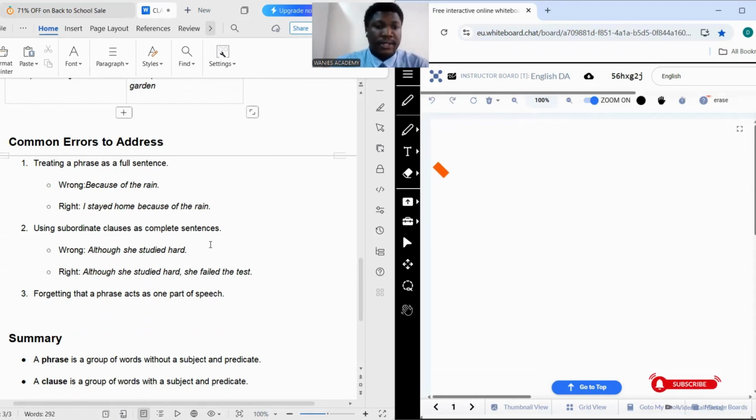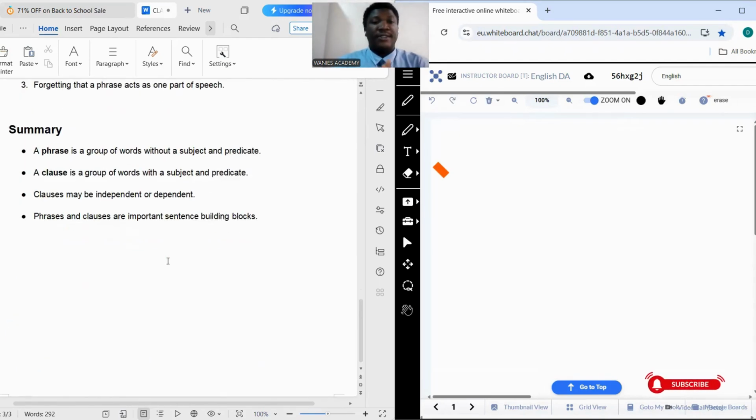Another one is using subordinate clauses as complete sentences. Just like I stated before, a subordinate clause cannot stand on its own. It needs more information to make that sentence make complete sense. So if you say, although she studied hard, what is she studying hard for? But if you add the expression, she failed the test, the sentence becomes, although she studied hard, she failed the test. Turning that sentence from a simple subordinate clause which cannot stand on its own to a complete sentence, which is a subordinate clause and an independent clause as well.